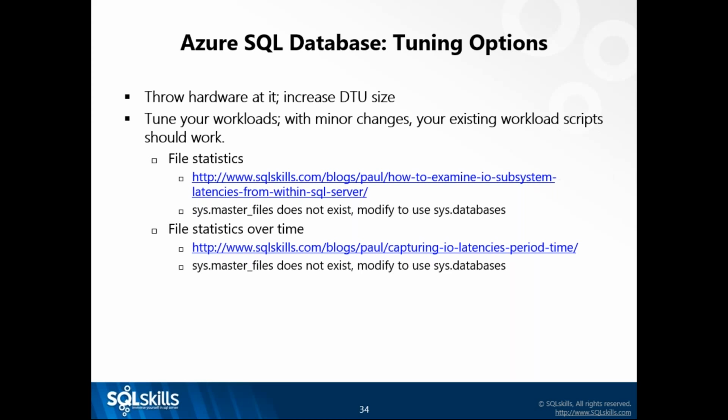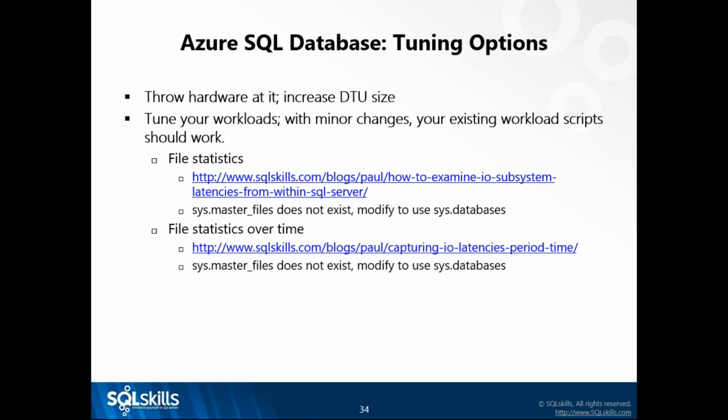So when I first got started, I was taking my standard go-to scripts, and I use Paul's file statistics script, how to examine IO subsystem latencies from within SQL Server. That referenced sys.master_files, which doesn't exist with Azure SQL Database. I changed it to use sys.databases, and it works just fine. Similar with his file stats over time, same change.